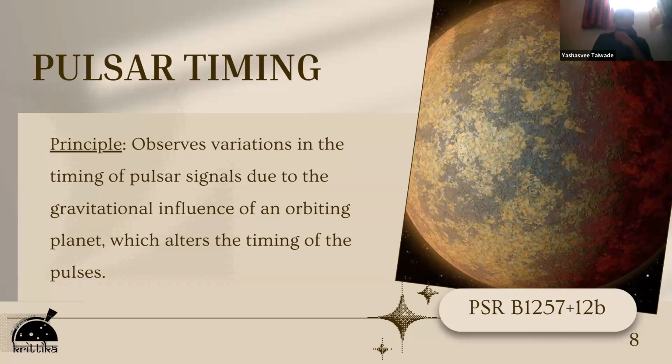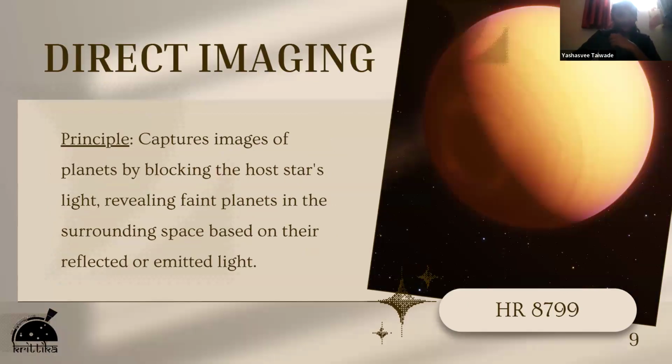Pulsars are known to have a fixed period of time, and it is usually mostly undisturbed, but the presence of an exoplanet can influence this and alter the timing of the pulses. Pulsar timing has also helped us detect the first exoplanets, and I think the first exoplanet was detected using pulsar timing. Then direct imaging.